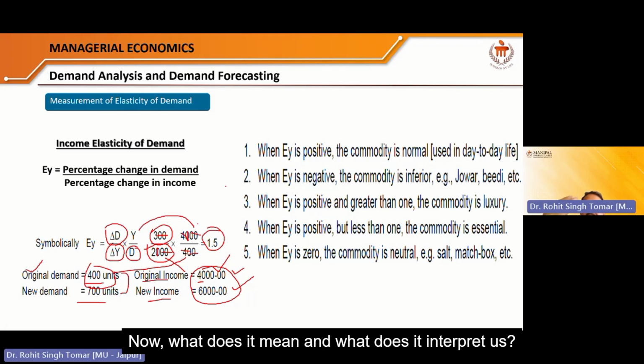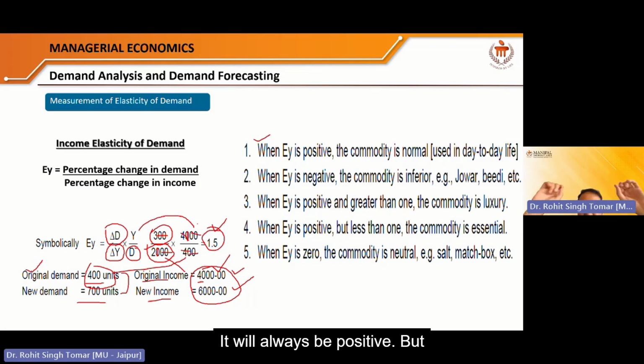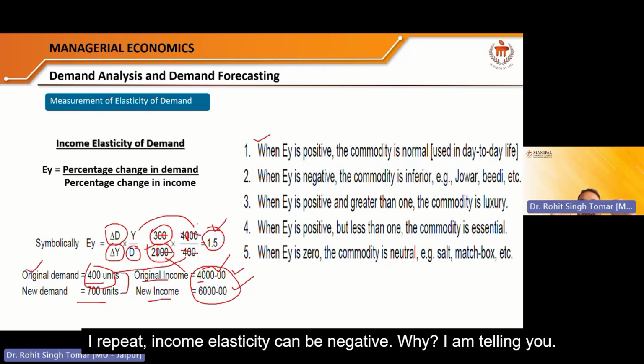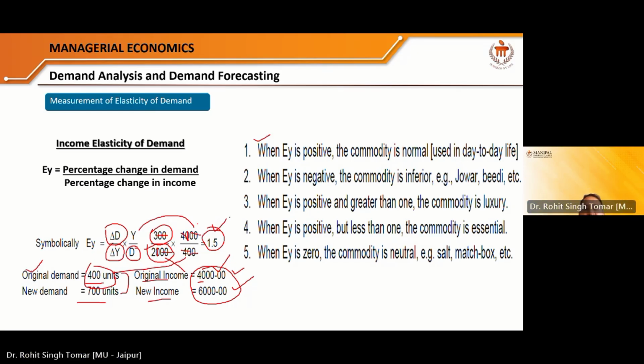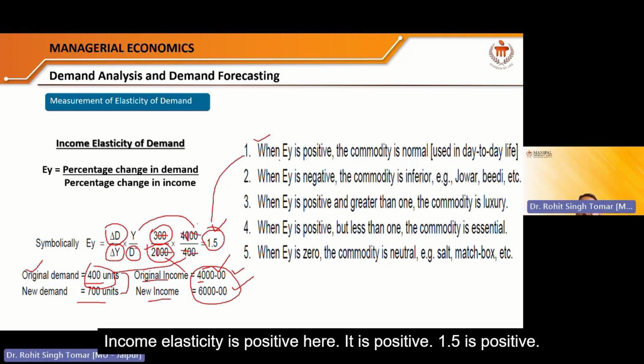Now, what does it mean and how do we interpret it? My dear friend, price elasticity can never be negative, it will always be positive. But income elasticity can be negative. I repeat, income elasticity can be negative. Why? I am telling you. Here, the numerical which we have solved is a case of point number 1. Income elasticity is positive here.